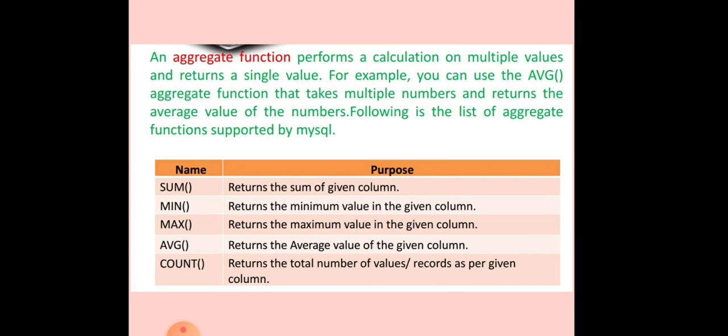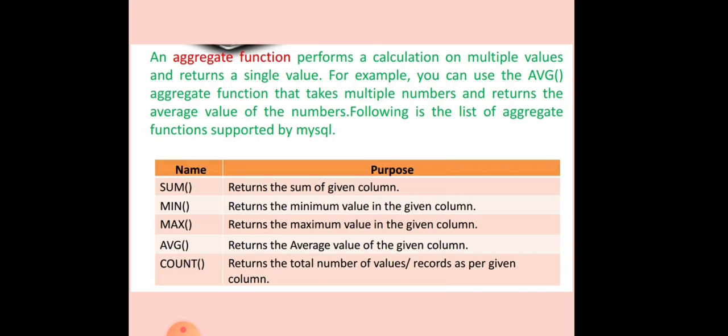SQL provides group functions or aggregate functions. An aggregate function performs a calculation on multiple values and returns a single value. For example, you can use the AVG aggregate function that takes multiple numbers and returns the average value of the numbers. Following is the list of the aggregate functions supported by MySQL.